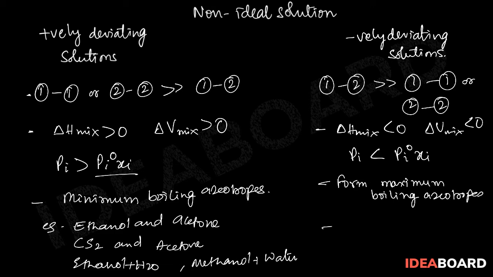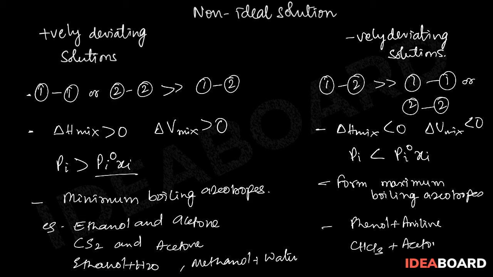So the best example would be phenol and aniline. See, each of them has a certain extent of hydrogen bonding, but when they are mixed, the extent of hydrogen bonding becomes more. So the interaction between solvent and solute is much more powerful than the individual interactions of the solute as well as the solvent. Another example is chloroform, CHCl3, and acetone.